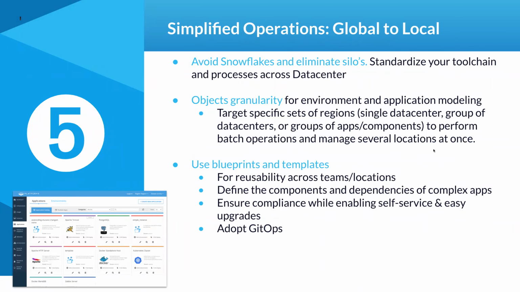Simplified operations and not have you build snowflakes. The idea is that you have a tool chain that's fairly standard, you define it once, and you can use it across every edge location. And then you could target specific regions, which are either a single data center or a single edge cloud, or edge clouds in a country or in a certain state. And then do a bunch of batch operations that are idempotent, like upgrades, live migrations, and so on and so forth.